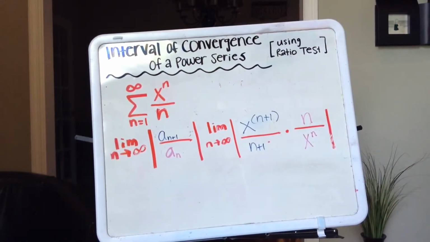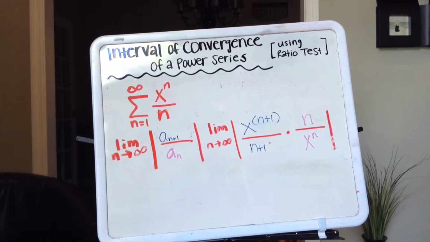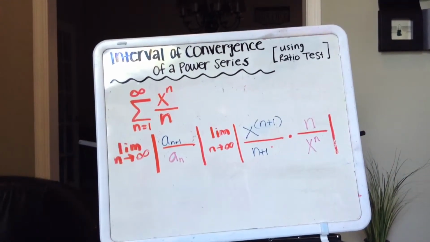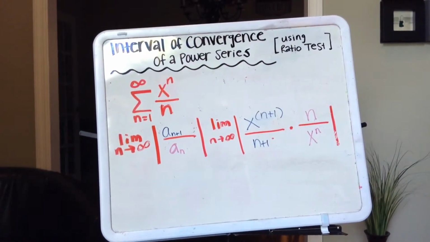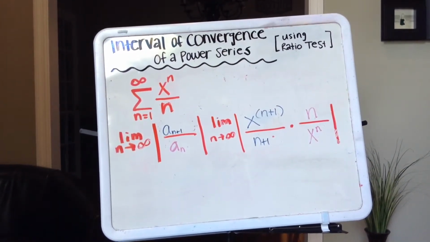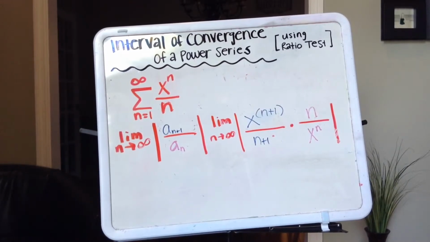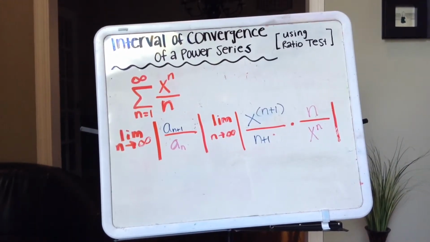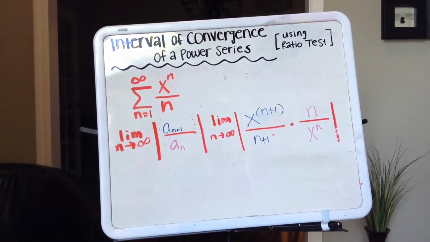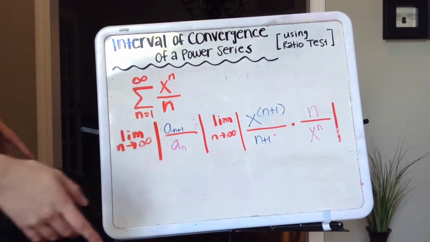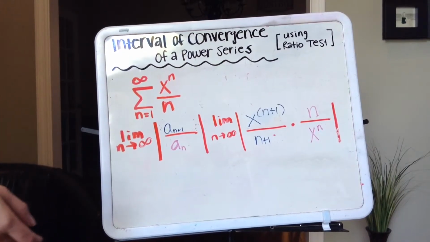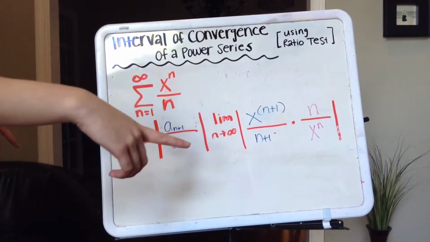Okay, now let's do an example problem. We have the summation from n equals 1 to infinity of x to the n over n. So to review, we know that for the ratio test, we're going to take the limit as n approaches infinity of the absolute value of a sub n plus 1 over a sub n. Okay, in case you were wondering, if you are dividing by a sub n, it's the same thing as multiplying by the reciprocal of a sub n, which is what we're going to do later in this problem.